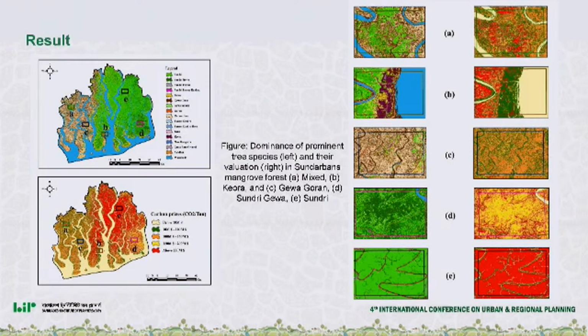Here in this composite map, we can see the side-by-side comparisons of tree species dominance and their respective economic valuations. So in figure C, we can see that there is a dominance of Gewa Goran, but the respective map shows low economic value because Gewa Goran comprises low carbon content, and we can see there is Sundari in the top right side due to freshwater influence, and it has high carbon content and high economic values.